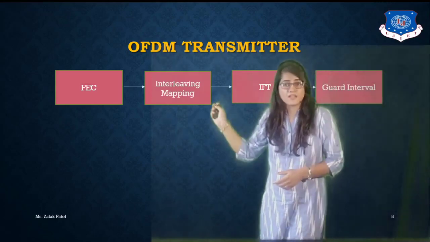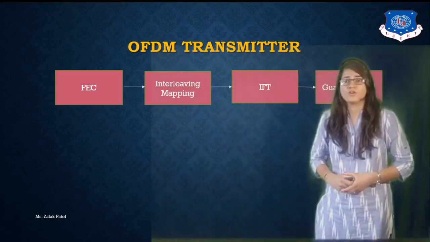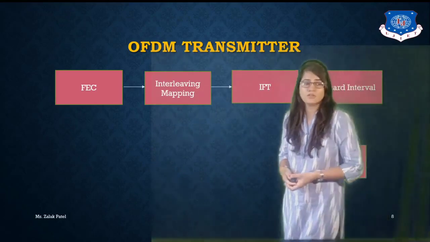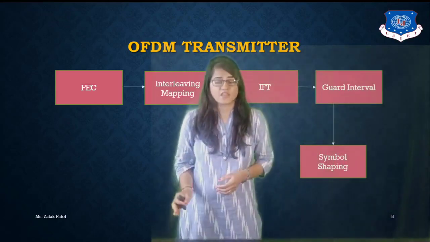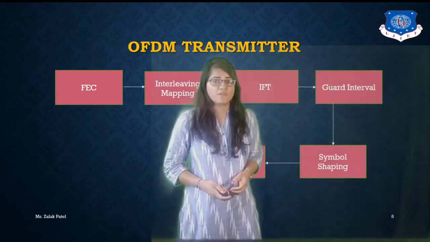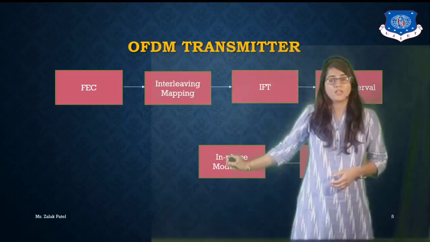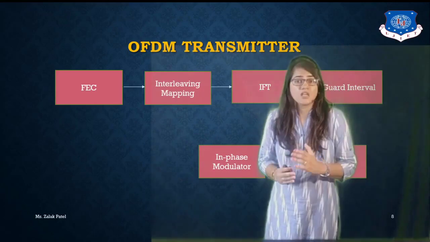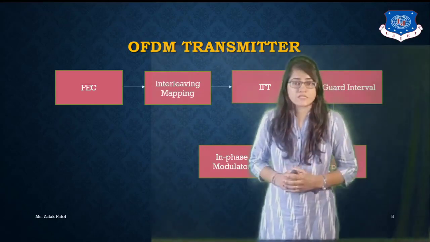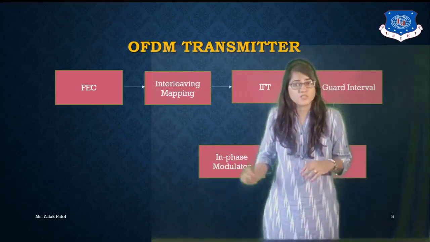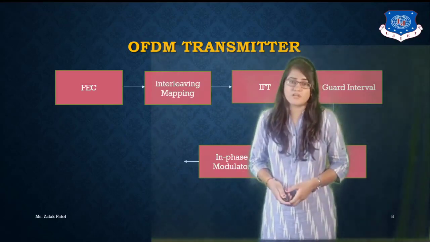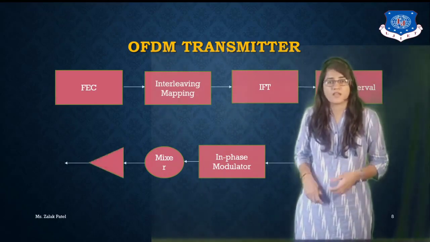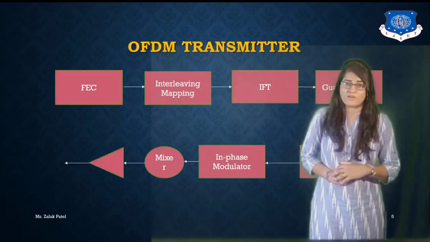Then a guard interval should be there. The guard interval is used to reduce the error level. Then symbol shaping will be done, and then it will be given to the in-phase modulation, because it is applied on the transmitter side, so we use the in-phase modulator. If you want to use it as a receiver, you have to use the in-phase demodulator instead of the modulator, and then it will be applied to the mixer and lastly to the antenna. So this is the block diagram of the OFDM transmitter.